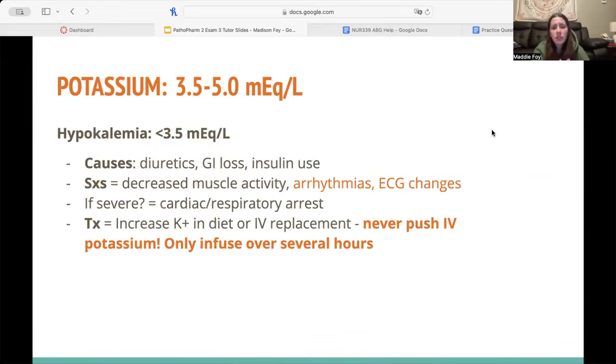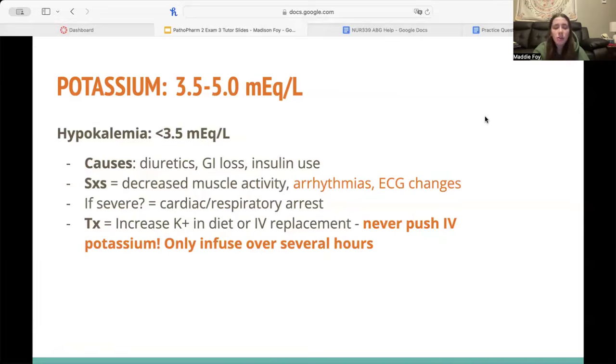So hypokalemia is going to be less than 3.5, caused by things like diuretics. We'll talk about that, but furosemide can cause hypokalemia. GI losses as well as insulin use can actually lower your potassium level. Signs and symptoms here are going to be your decreased muscle activity, and then again, arrhythmias and EKG changes. Heart, always think the heart. If it is severe, the patient can go into cardiac and or respiratory arrest. So it is pretty significant.